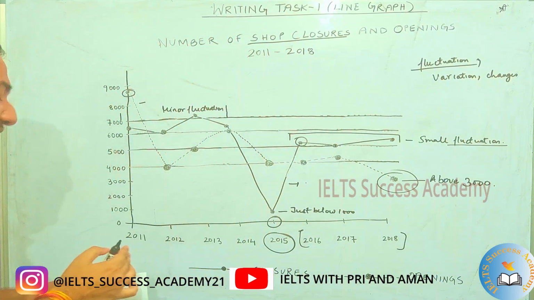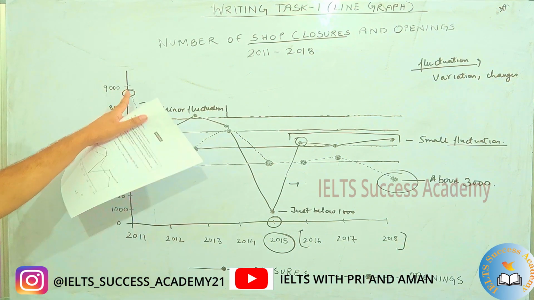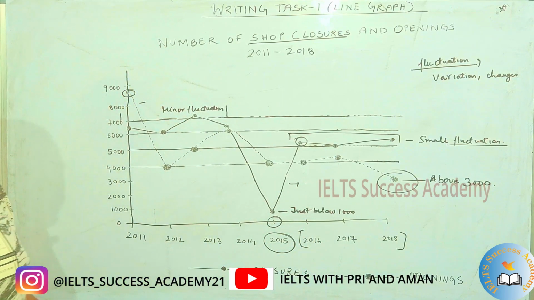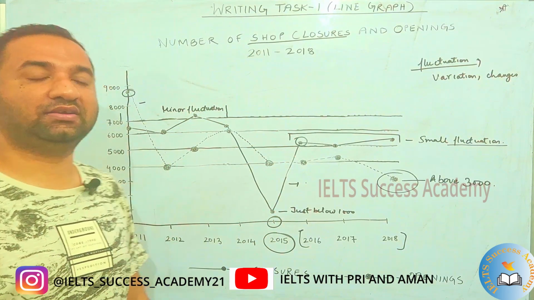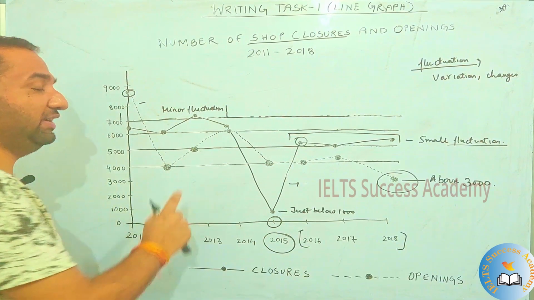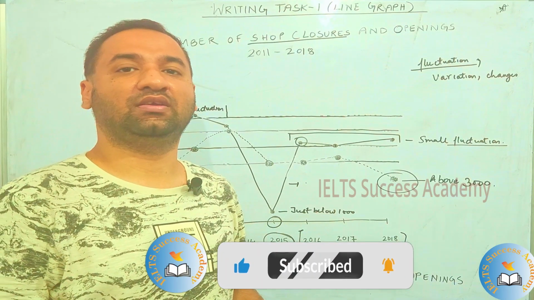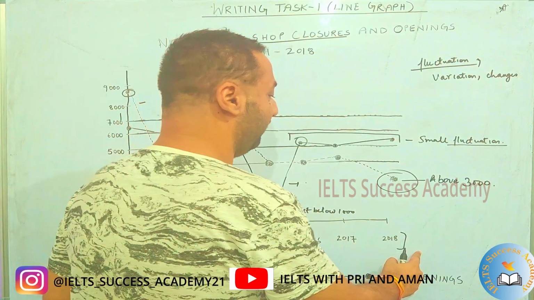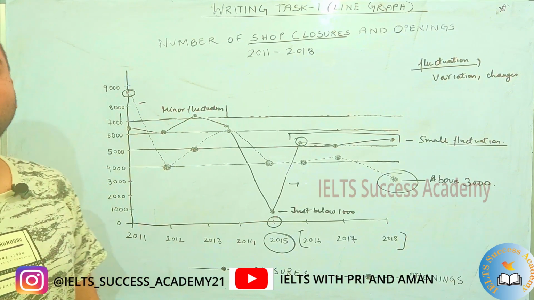So what we can see overall is that while the number of openings have been more than the number of closures, both have seen huge fluctuations between the years 2011 to 2018.